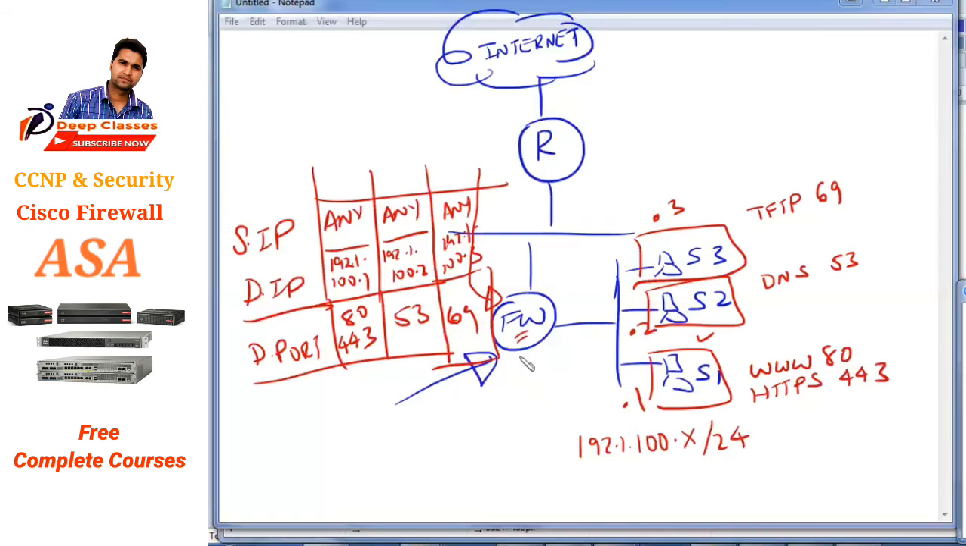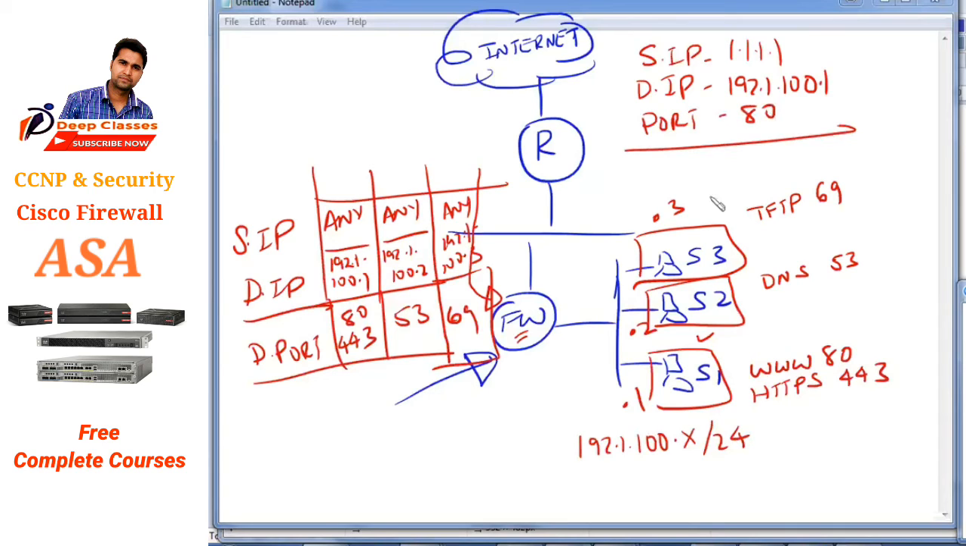What if somebody does try to go in onto server 1 for web? I'm sending a packet with the source IP of, let's say, 1.1.1.1. Destination IP is 192.1.100.1, and the port number is port 80. Is the firewall going to allow that packet coming in? Remember, I did allow it. Any source to 100.1 for port 80. Agreed?